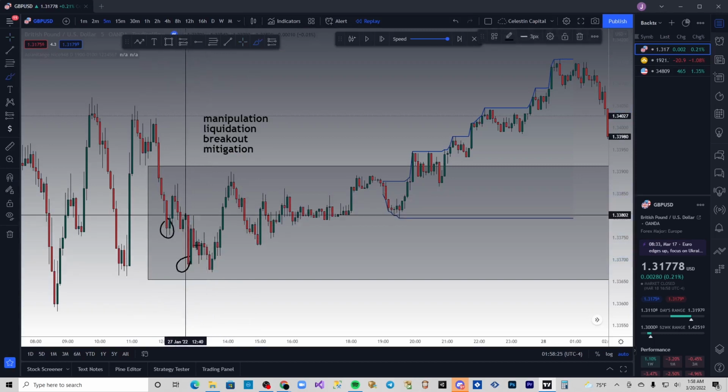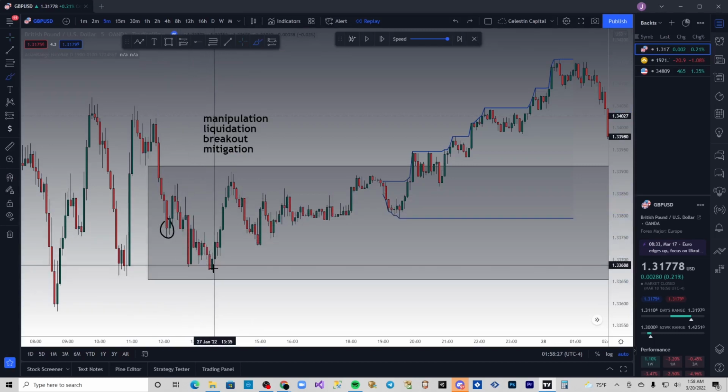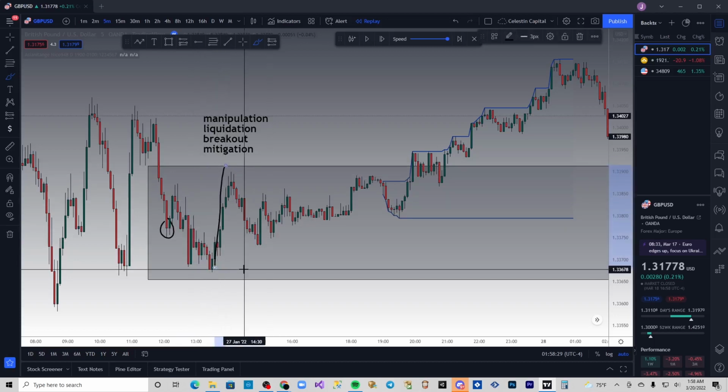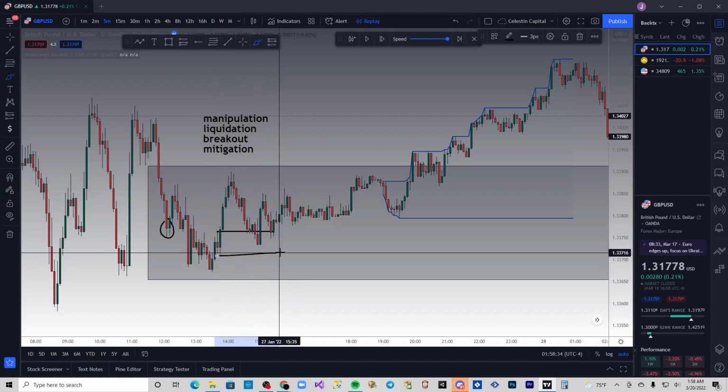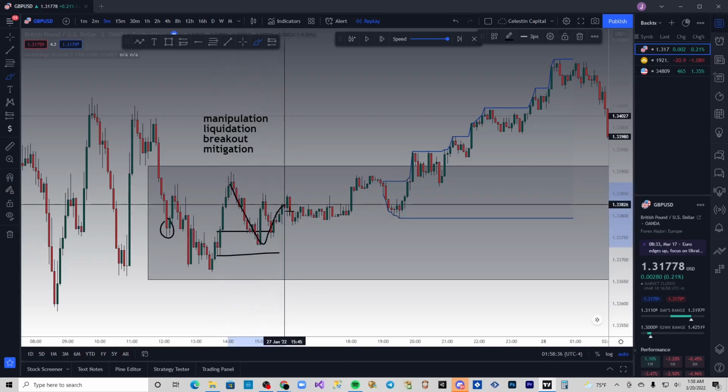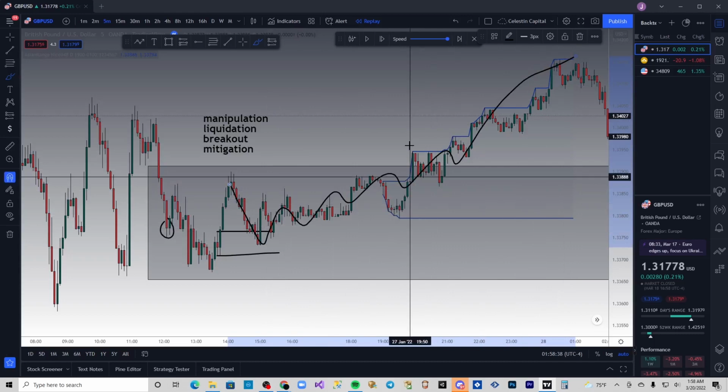And then we see a breakout, right? We see a breakout. You could have gotten in on the mitigation of this demand zone. Beautiful, beautiful mitigation of this demand zone. Took you to the upside.